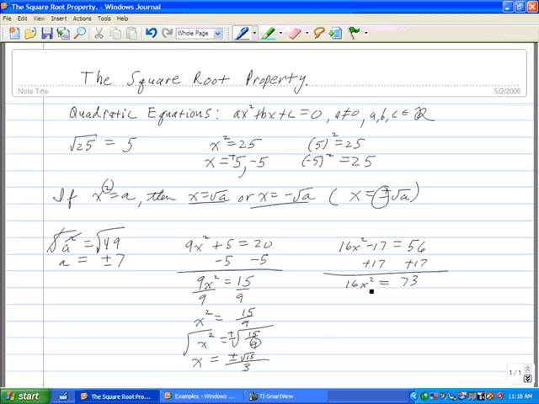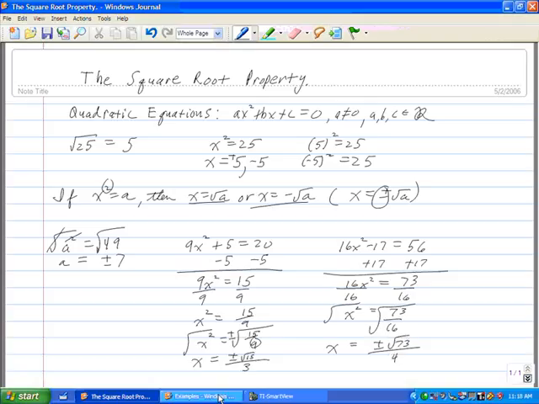Next, I will divide by 16 on both sides, and I get that x squared equals 73/16. Now we will use the property. Taking the square root of both sides, I get x equaling both plus and minus square root of 73 over 4. And again, the 4 is the result of taking the square root of this 16. And there we have our answer.